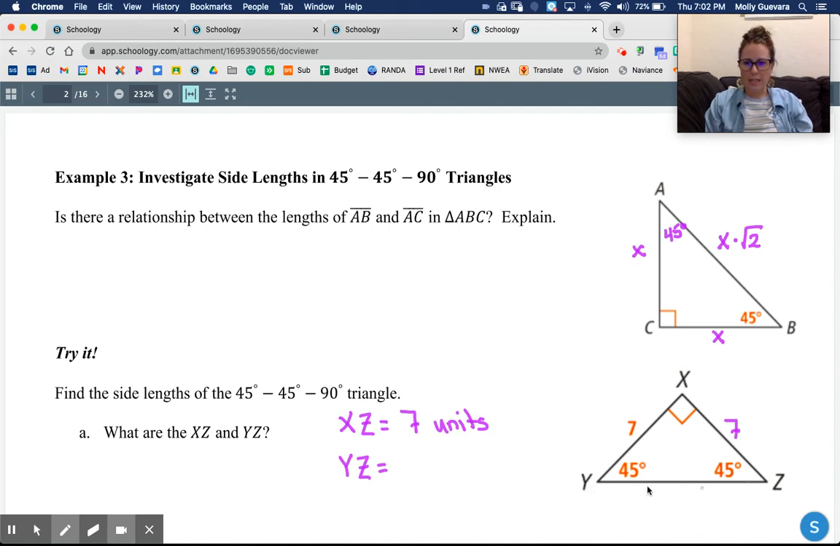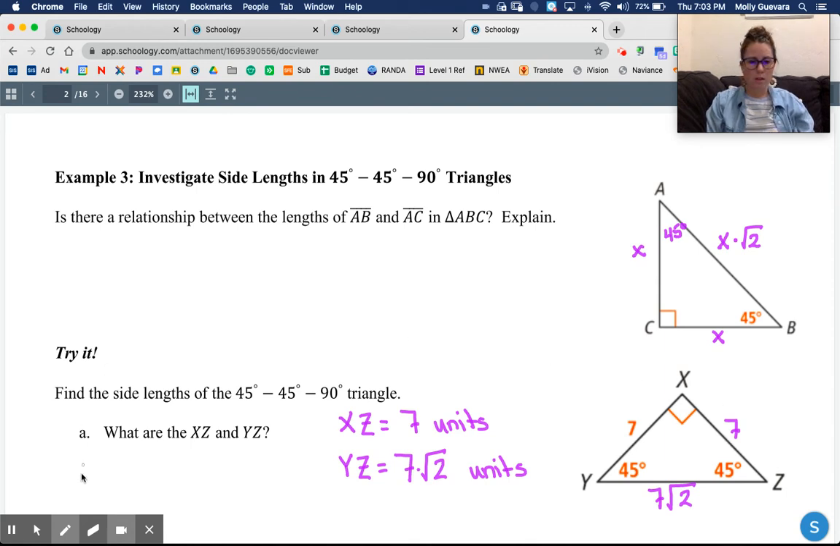And then YZ is the hypotenuse. Well, following the pattern, the two legs are always the same, and then the hypotenuse is whatever the leg is times square root of 2. So it will be 7 times square root of 2 units. And we just leave it like that. We don't have to write it in decimal form. There's no need to simplify it or anything like that. We just write 7 root 2.